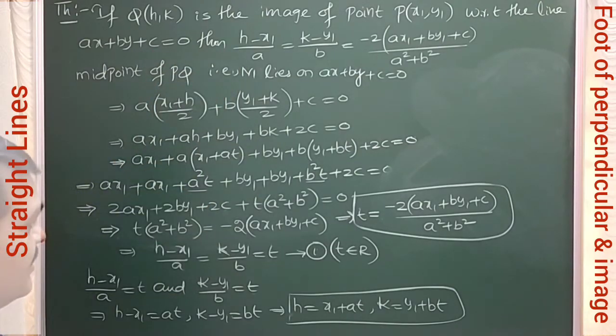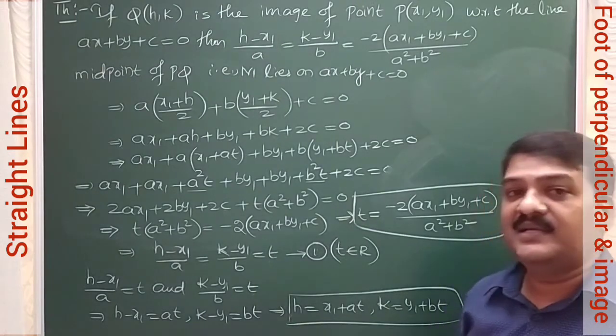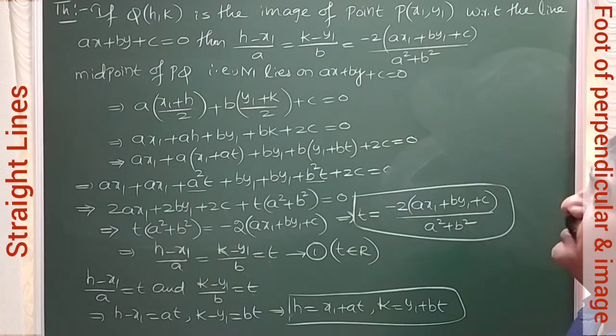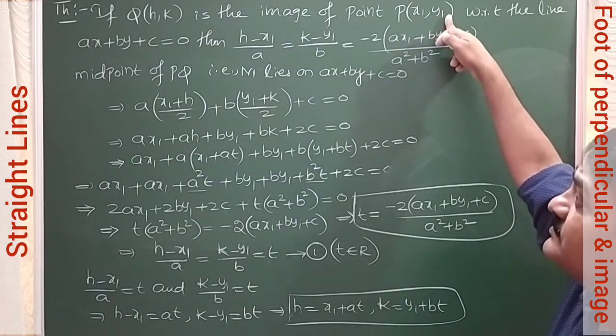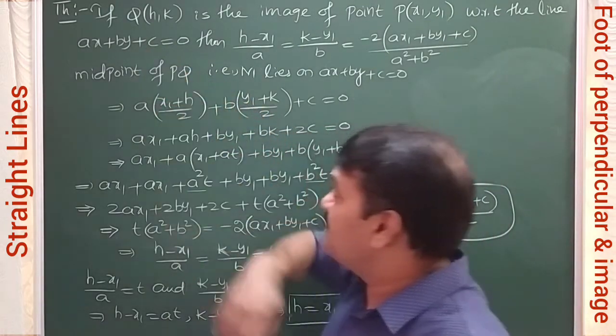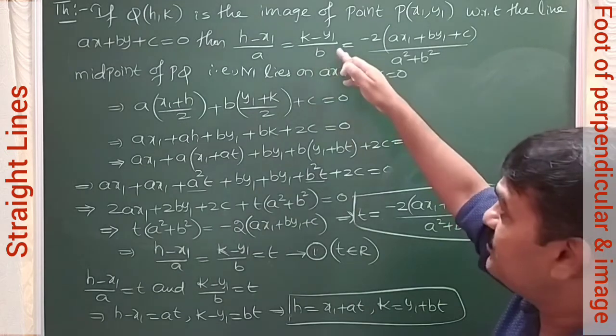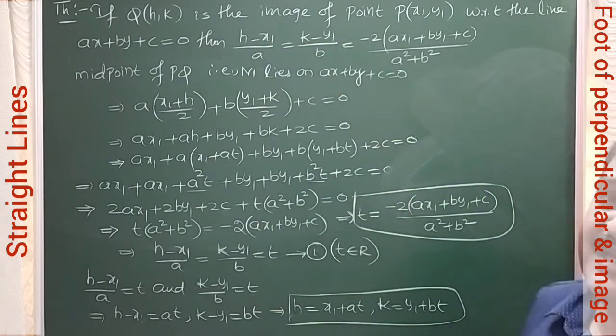So this is the formula to find the image of a point with respect to a line. Whichever point you have to calculate the image for, take it as x1 comma y1. With respect to some line they will be giving, take that line as this one and substitute in the formula. You will get that h comma k itself is the image. So let us do some problems based on these formulas now.